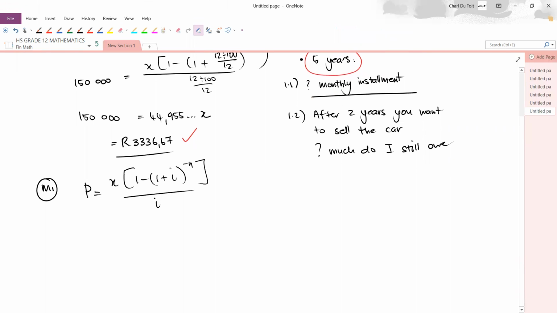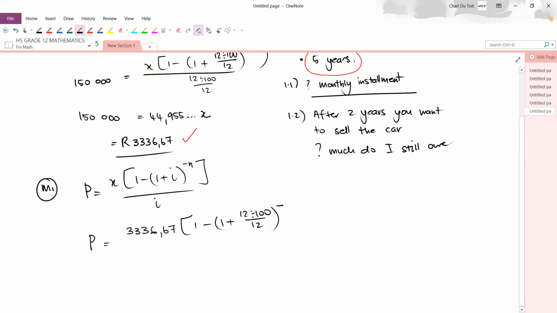And then I can just use P. P is the present value. In other words, what am I presently still owing the bank? So P equals the monthly installment of 3,336 Rand and 67 cents, times 1 minus 1 plus the rate. The rate is still the same, 12%. So 12 divided by 100 to get 0.12, over 12 because it's monthly compounded.